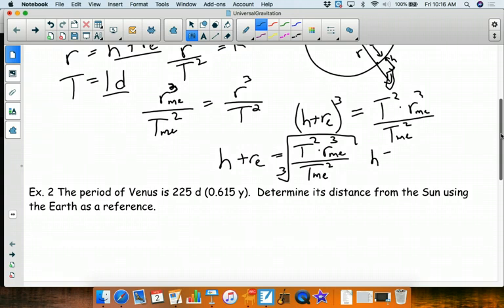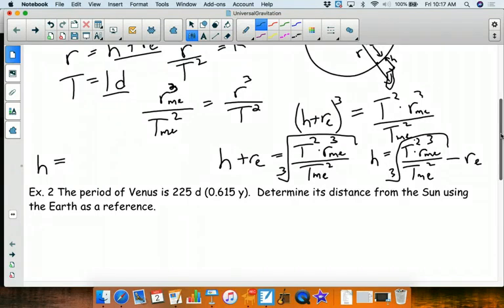And then just subtract RE from both sides. So do you cube root it and then minus it, or minus it and then cube root? You need to cube root first because the addition is within the brackets, right? Okay. So when you plug all those values in, you should get something like 36 kilometers.